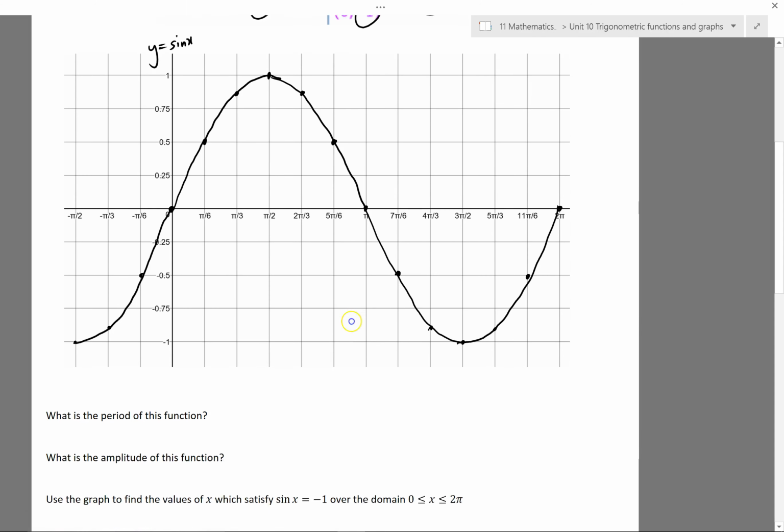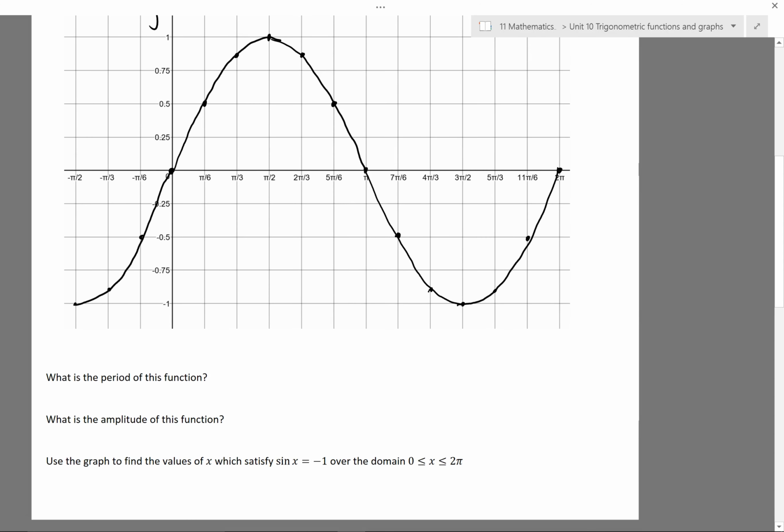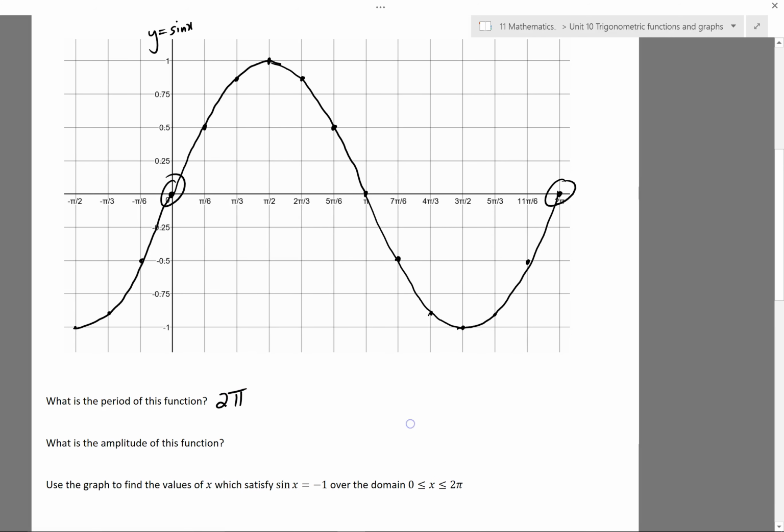Yeah, that's sine x. What's the period of the function? Well, here are 2 points that correspond, and they are exactly 2 pi away from each other. So the period would be 2 pi. What's the amplitude? Well, again, my average value is the x-axis. This distance between them is 1 unit.